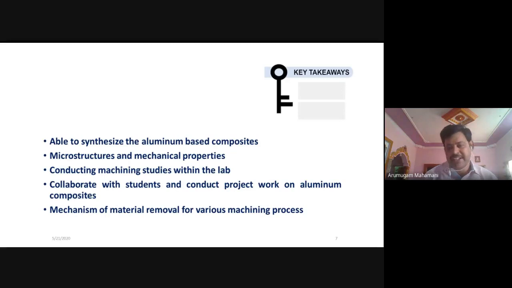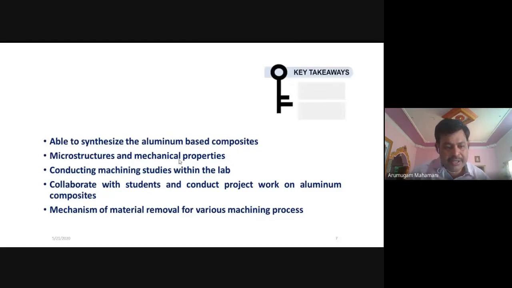Now, coming back, I think you have attended this webinar. For the past 1.5 hours I have struggled with you. So you can get some knowledge about synthesis, aluminum based composites, and microstructure study. You can do it at the laboratory, right? And you can go for some conferences. Nowadays, if you attend a conference, you will get Scopus indexed conferences.